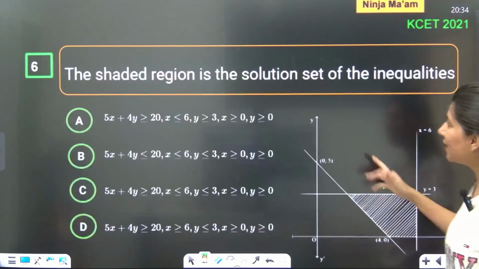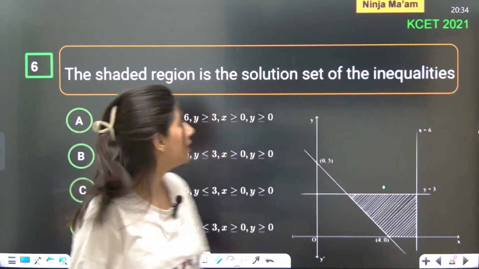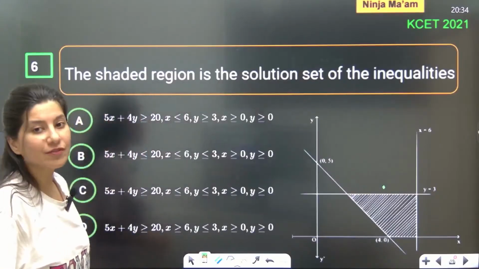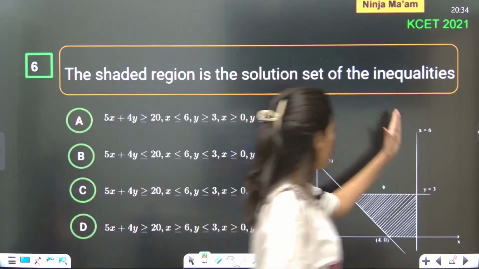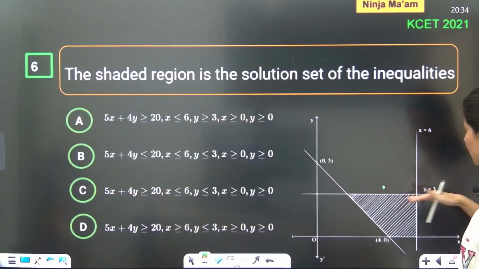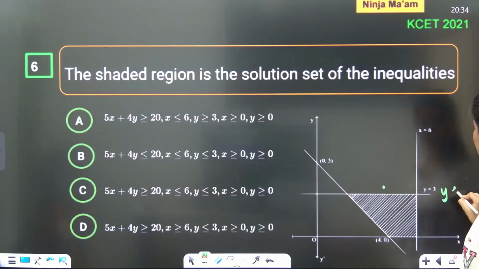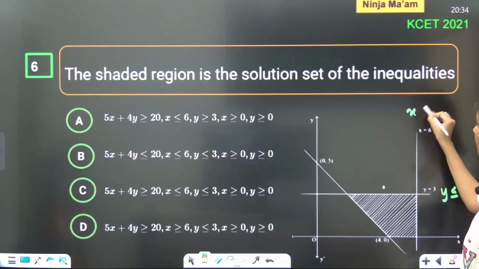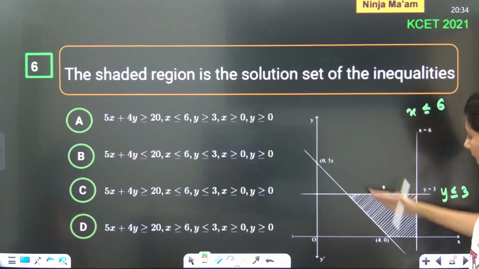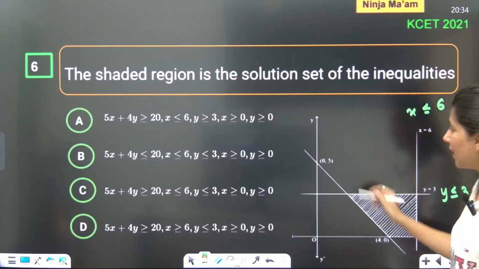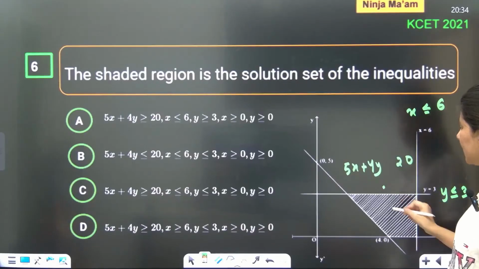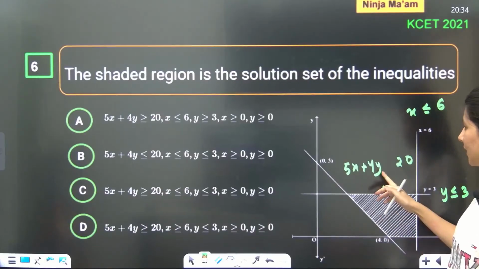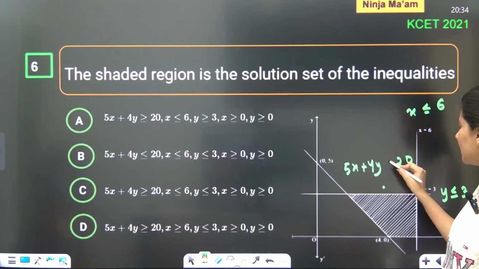Next question, shaded region we are looking for. The shaded region is the solution set of which inequalities? Okay. So clearly this is y equal to 3. So y should be less than or equal to 3. X also should be less than or equal to 6. And this line which is 5x plus 4y equal to 20. And now see, 0, 0 is actually not satisfying this.